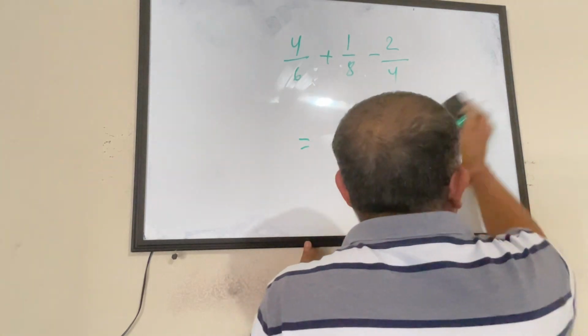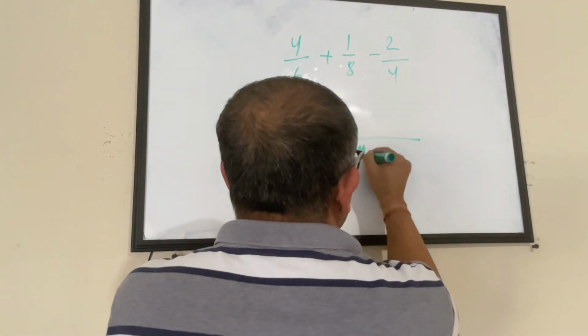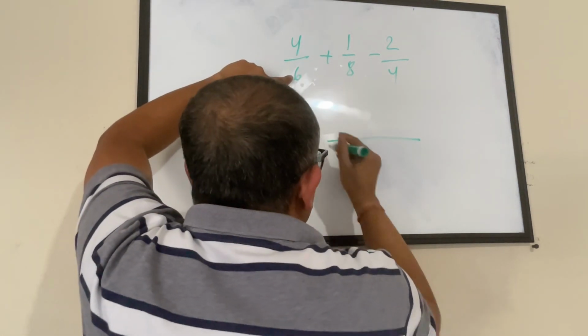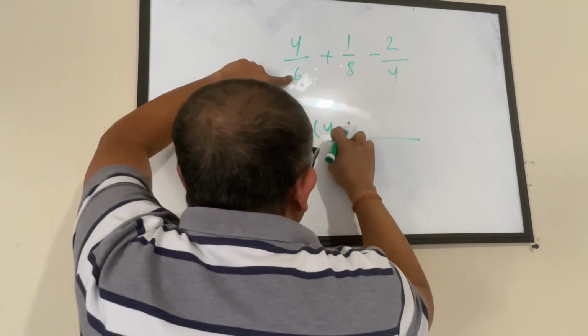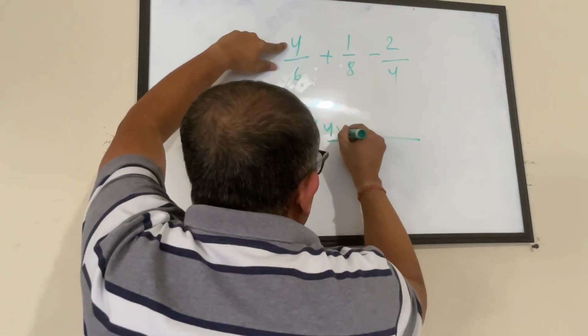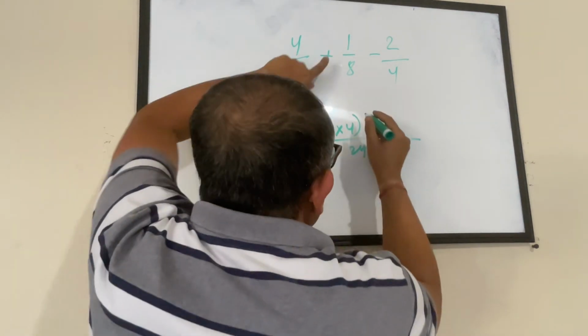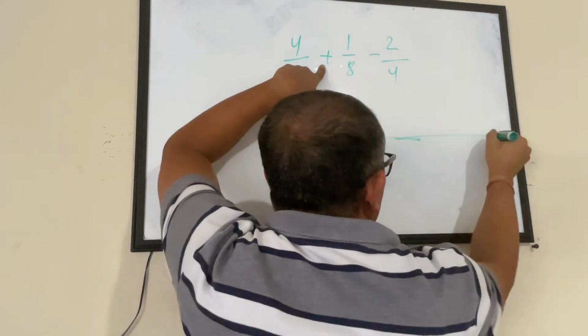Same thing I am doing here. Now I have LCM as 24. I pick the first fraction. 6 4s are 24. I write 4. And then what is there in the numerator? I have numerator as 4 also. 4 into 4. Then look at the sign. I have plus sign. So I'll put a plus sign here.